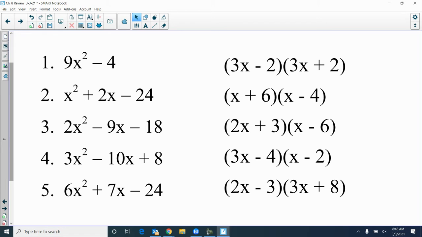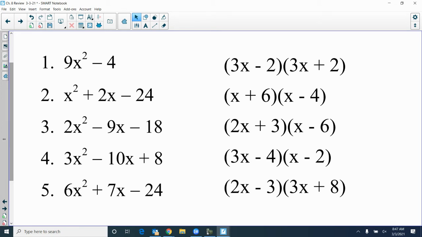This is where you guys respond with the answer. We always look for what? A GCF. Thank you, Christian. Okay, I don't have a GCF here. I can't find anything that's going to go into 9 and 4, and 4 doesn't have a variable with it. But I have two terms.